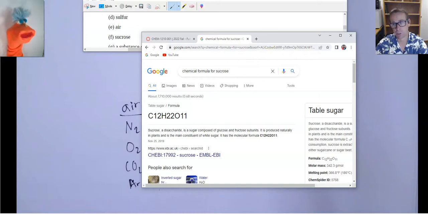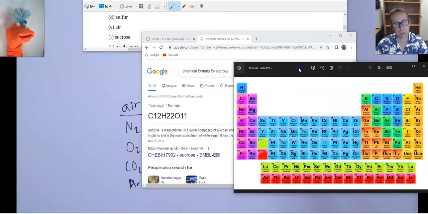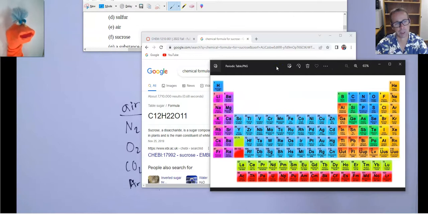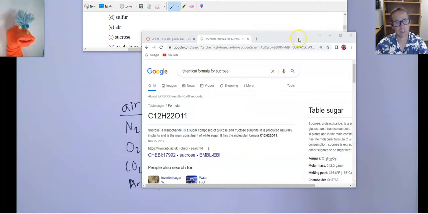Can I see the periodic table? Okay, so what you're going to look for on the periodic table is whether they're metals or nonmetals. Hydrogen is a nonmetal, and oxygen I know. Carbon, here's carbon over here. Oh, it's a nonmetal also. Good. So is sucrose an ionic compound or a molecular compound? It's a compound and it's molecular. Very good. Molecular compound. Excellent.